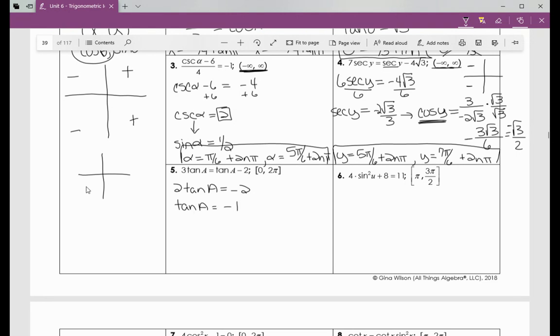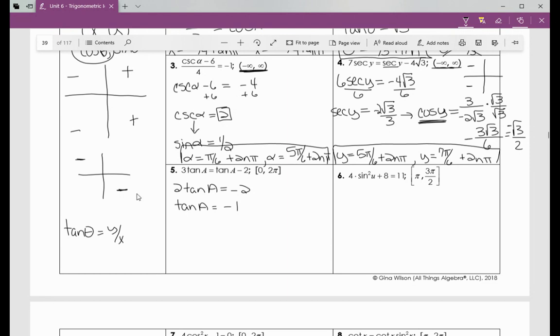Tangent is negative in second and fourth. So I need to identify the angle where tangent A is negative 1. That would be at your 45 degree angles because they both have square root of 2 over 2 as their x and y value. And remember, all tangent ratios are y over x. So we have to find where tangent is 1. Tangent is always 1 or negative 1 at your 45 degree angles.